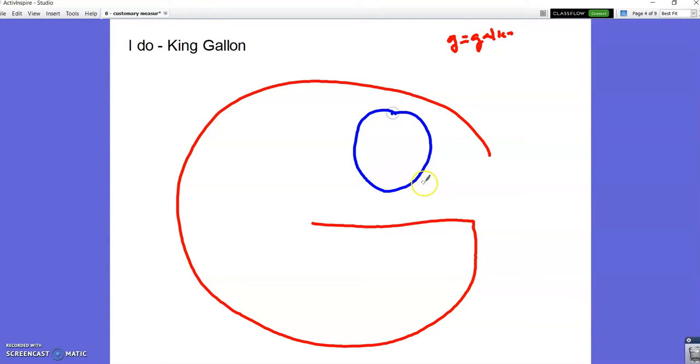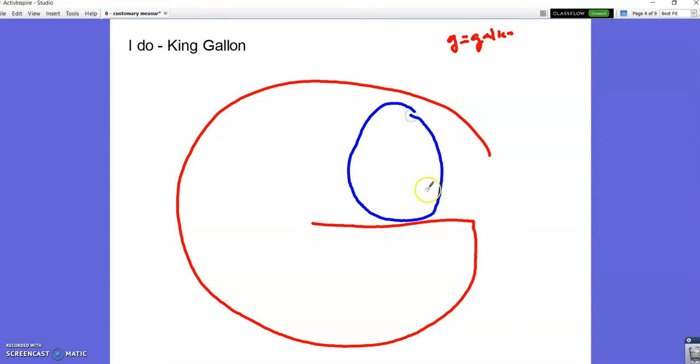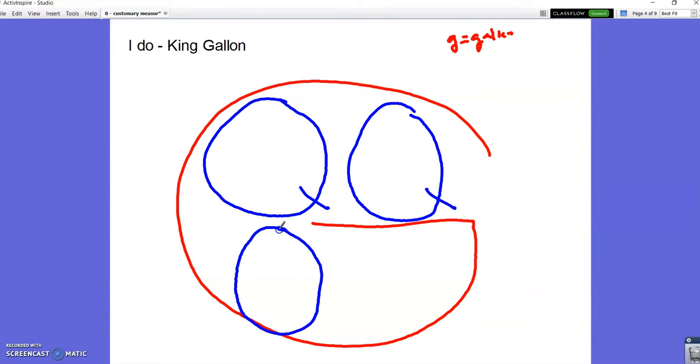So Gallon Kingdom, I gotta draw them really big, because I gotta stuff in them. So Gallon Land had 4 queens that each ruled over part of that great kingdom. 4 queens, because Q is for quart. There are 4 quarts in 1 gallon.